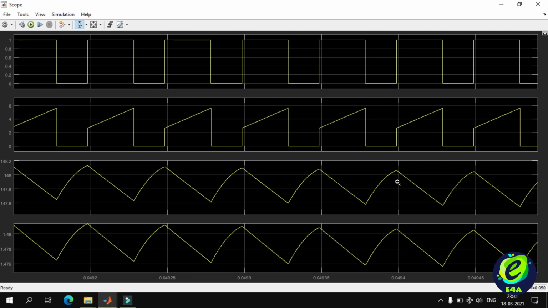So this much will be for today guys. With today's session, our textbook explanation of flyback converter is over and in the next video we will start the process of prototype development.